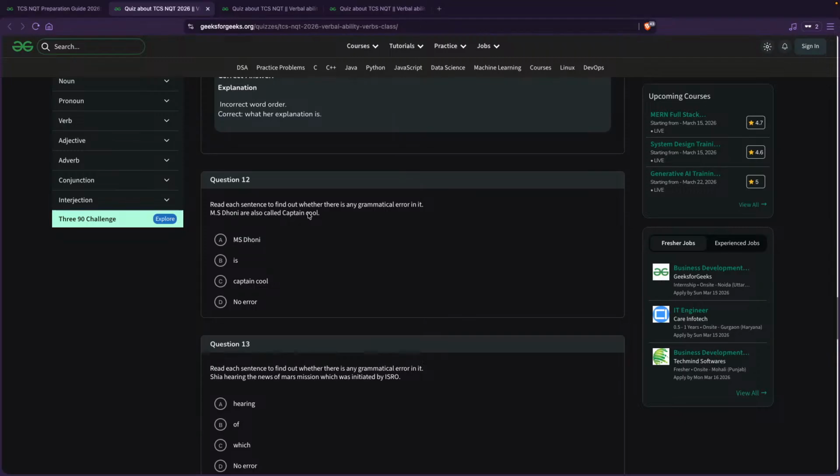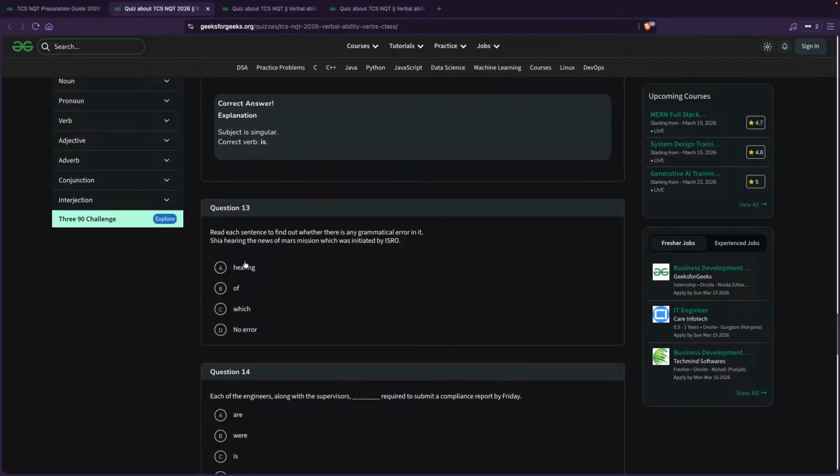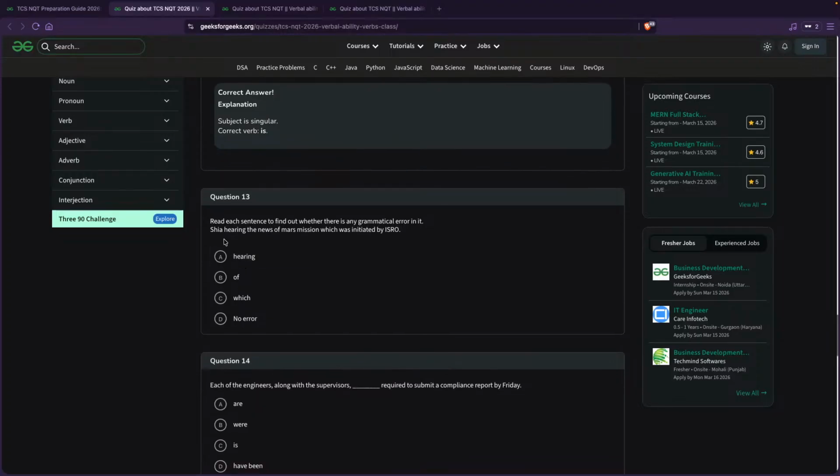Read each sentence to find out whether there is a grammatical error. MS Dhoni are also called Captain Cool. Also called. MS Dhoni is. How do you pronounce it? Hearing the news of Mars mission, which was initiated by ISRO.